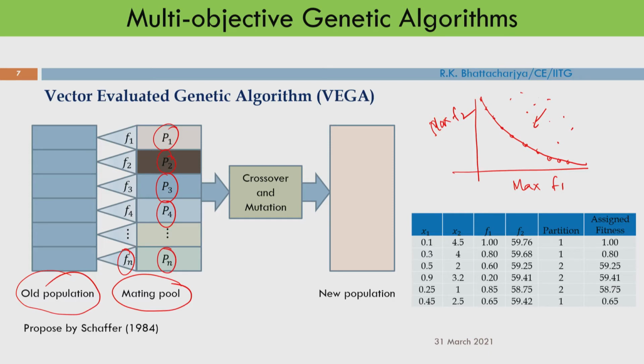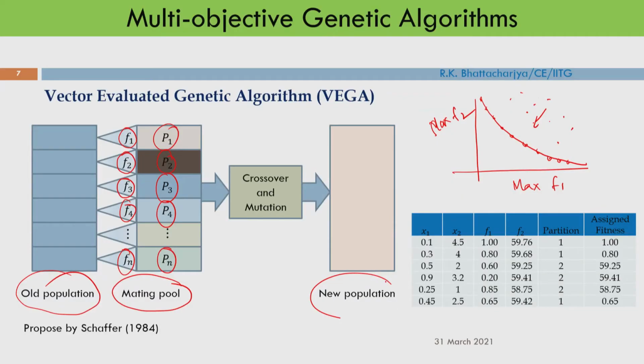Now, what we basically do is that population P1 will be evaluated in terms of objective 1, P2 in terms of objective 2, P3 in terms of objective 3, P4 in terms of objective 4 and Pn in terms of objective n. After that, you can apply your crossover and mutation operators and create your new population.